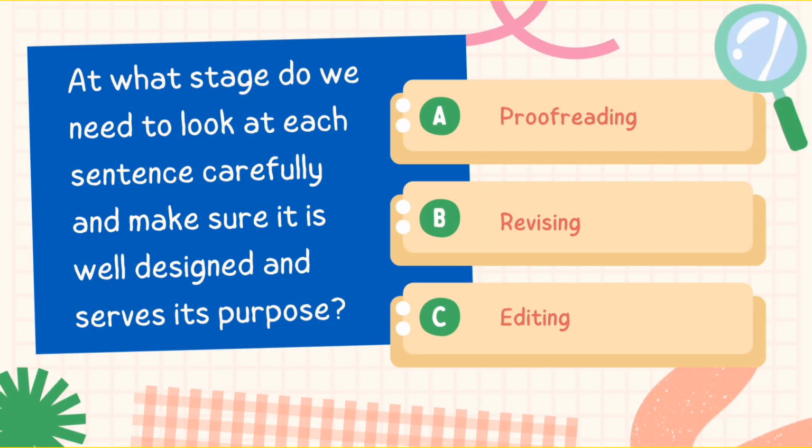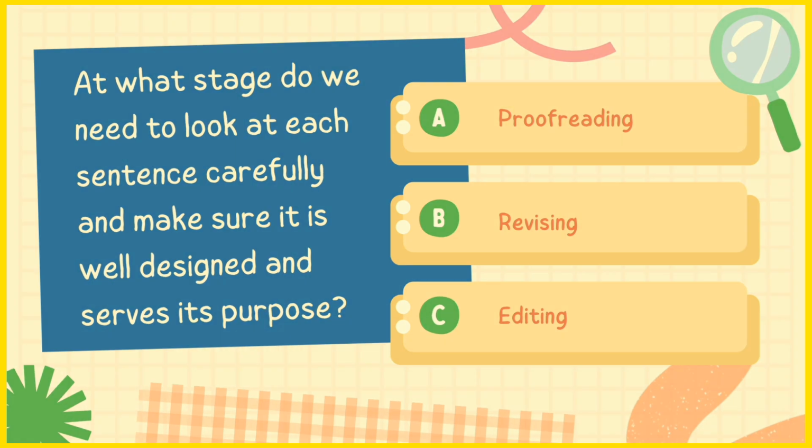At what stage do we need to look at each sentence carefully and make sure it is well designed and serves its purpose? A. Proofreading, B. Revising, and C. Editing. If you said C, you are correct.